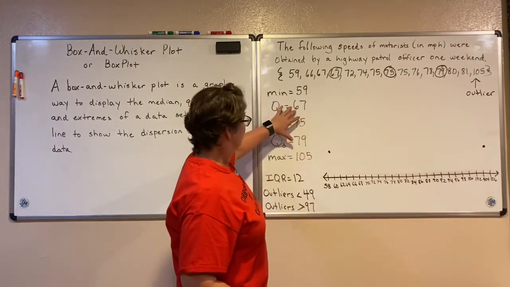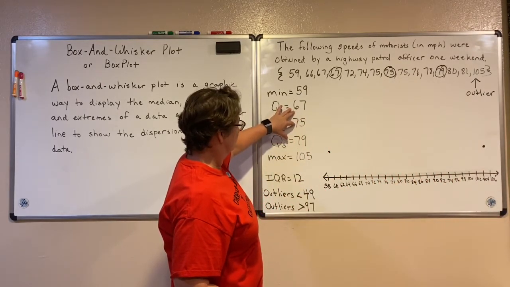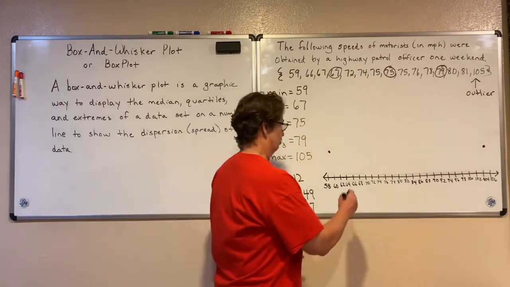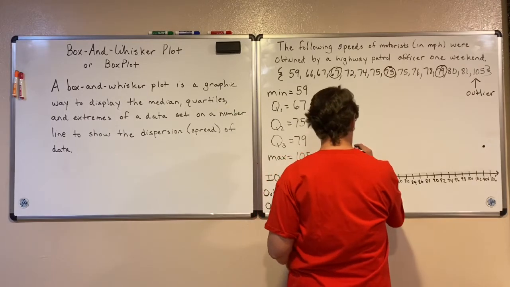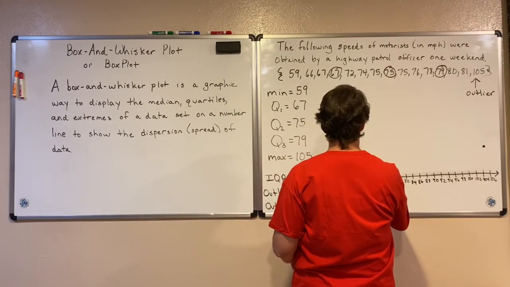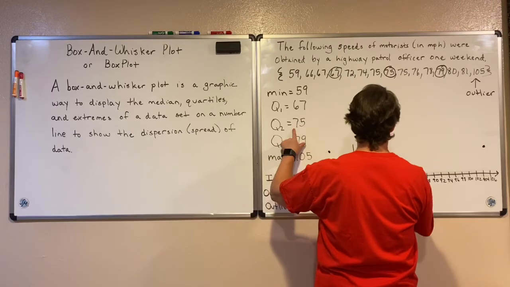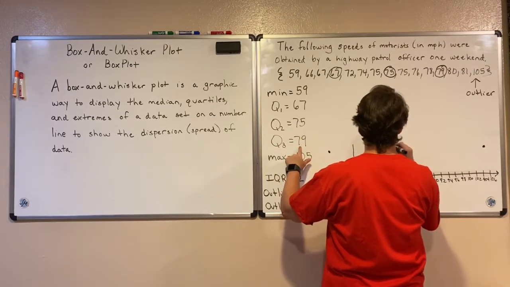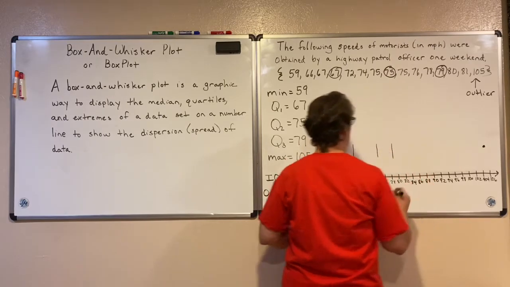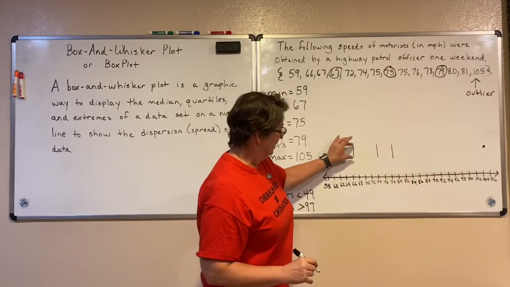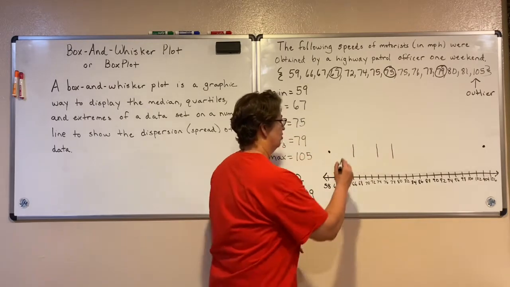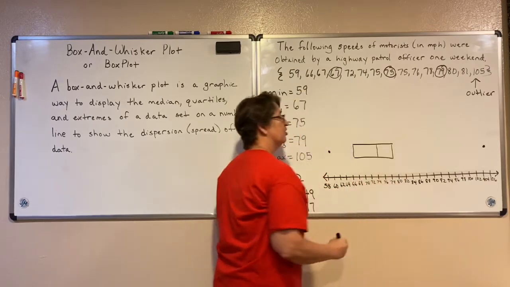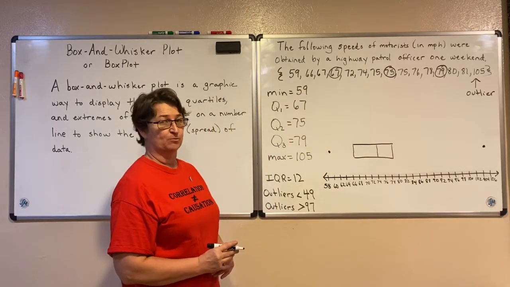Then at Q1, Q2, and Q3, I'm going to draw a line at each one of those. So at 67, I'm going to draw a line. At 75, I'm going to draw a line. And at 79, I'm going to draw a line. I'm going to connect this interquartile region with a box. Hence the name box plot.